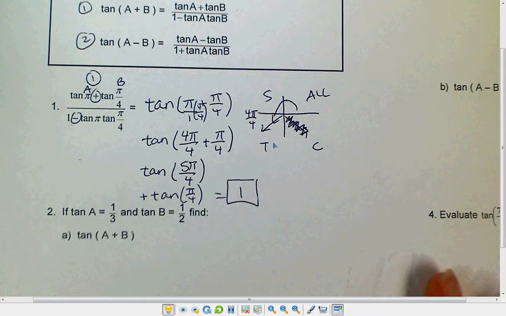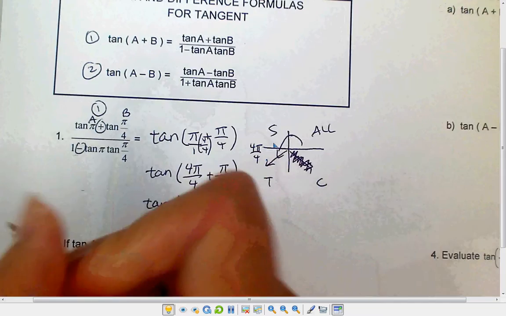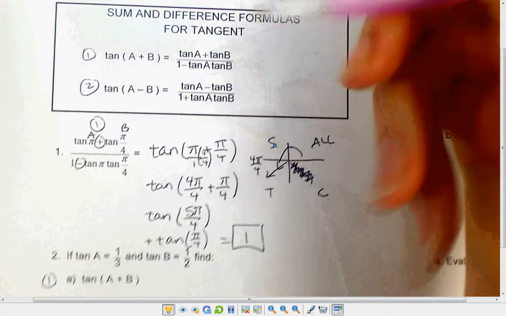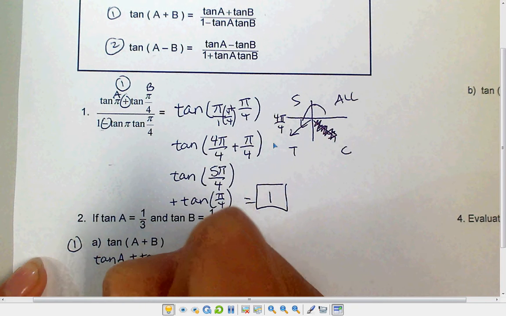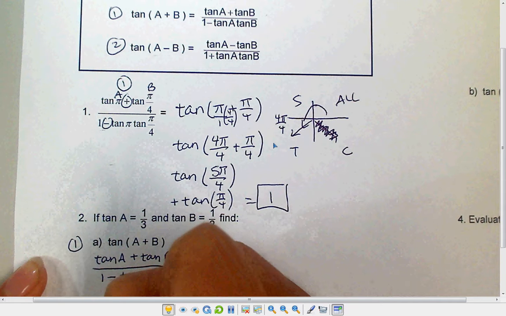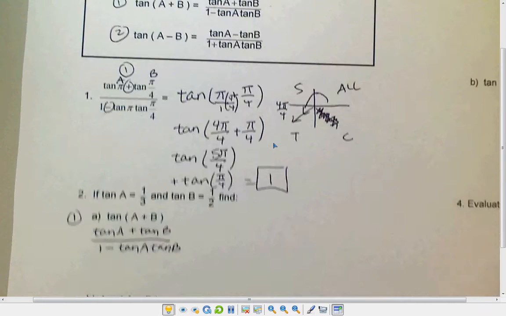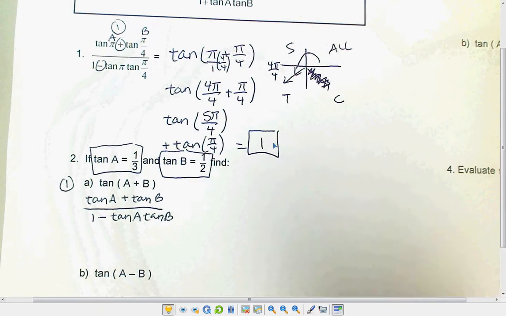For number 2, now we're starting off with the left side of our equation. So we have tangent of a plus b, and so this is equation number 1. We're first going to rewrite it using the right side of the equation. So this is tangent A plus tangent B over 1 minus tangent A tangent B. And in this problem, they've actually given you what tangent A and tangent B are.